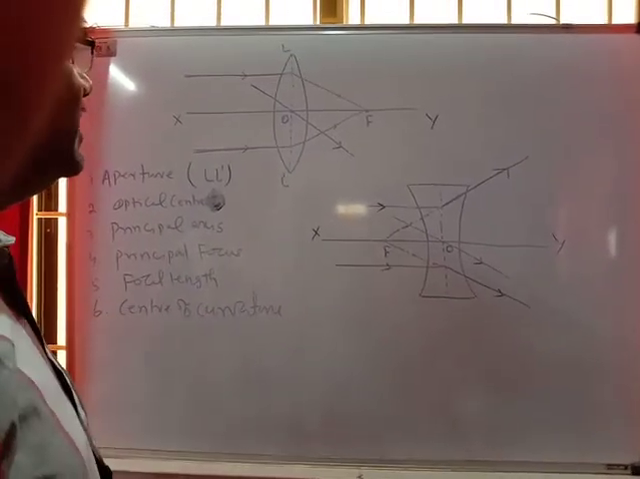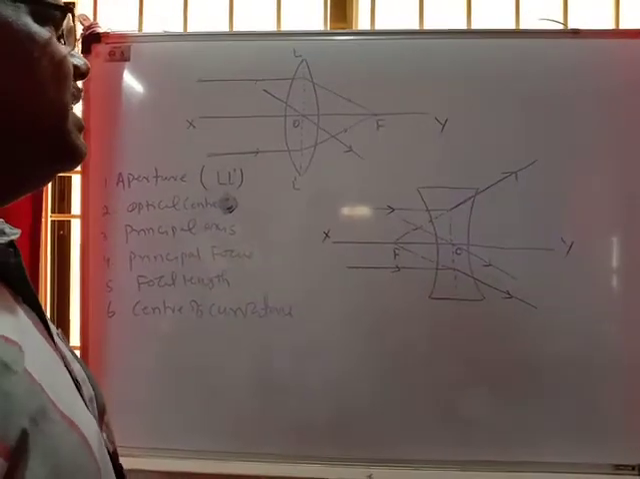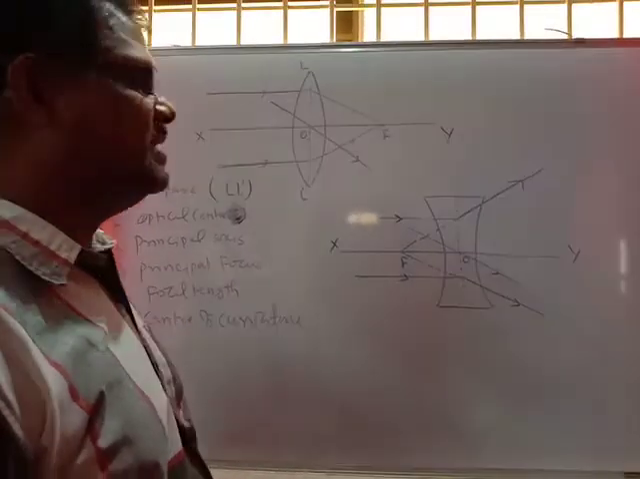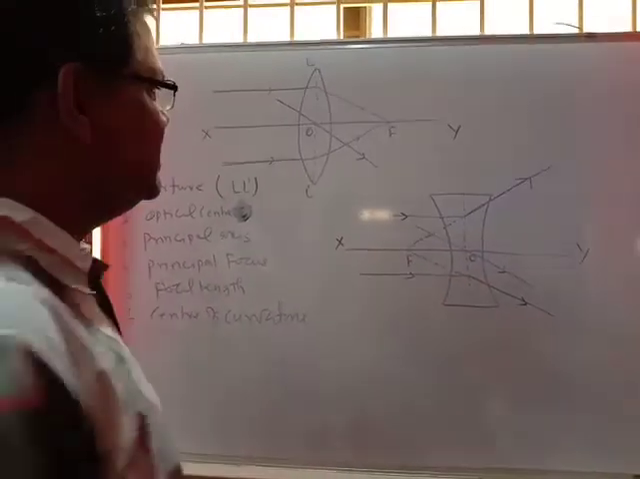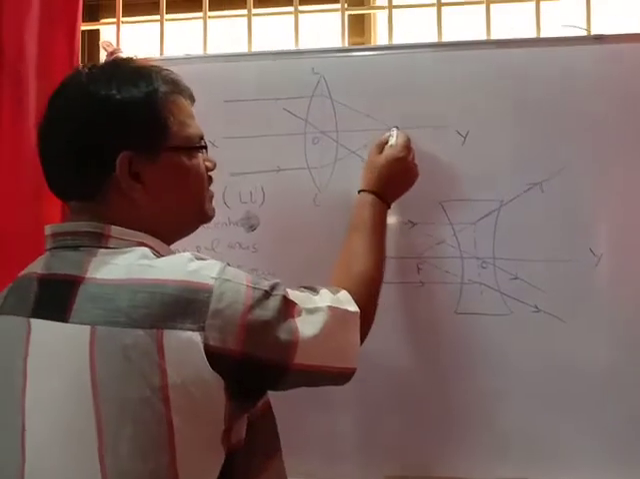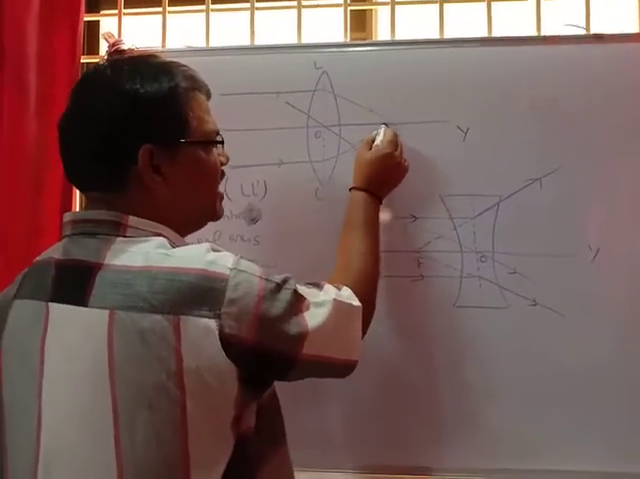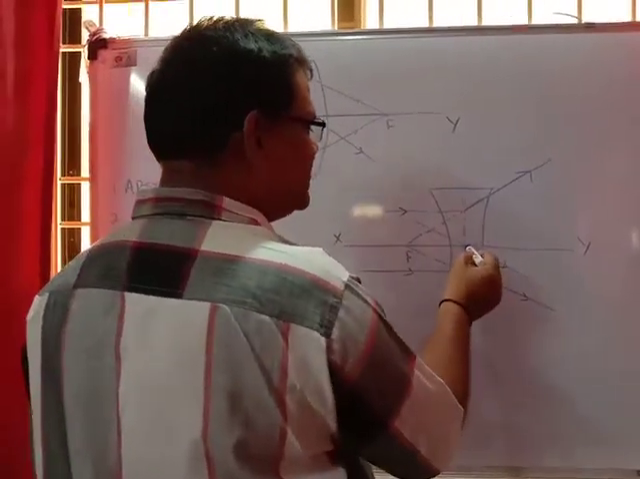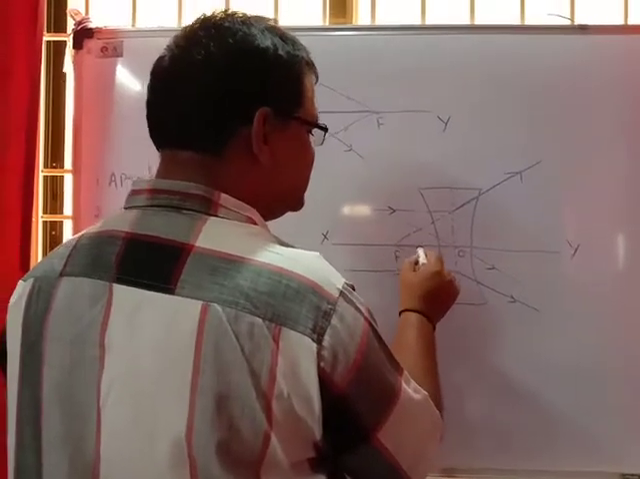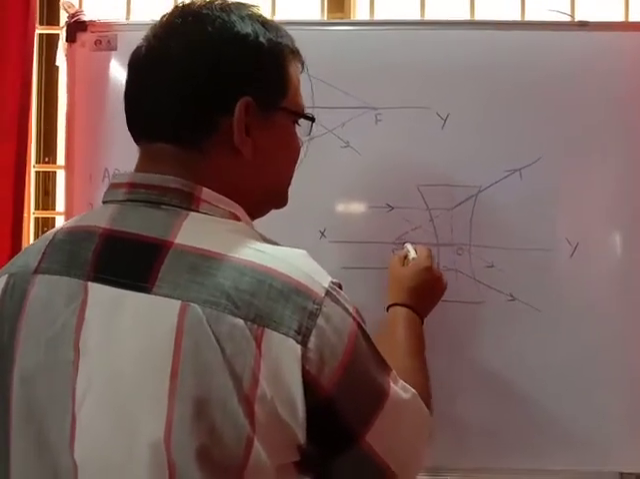Another is the focal length. What is the focal length? Focal length is the distance between the optical center and the principal focus. This is the optical center, this is the principal focus. This distance is called the focal length. And here also, the optical center and the principal focus, this distance is called the focal length.